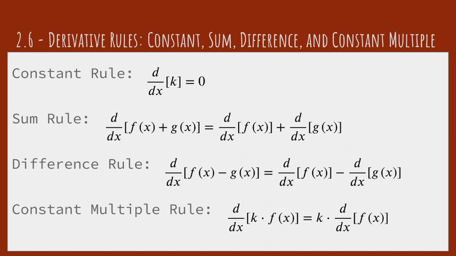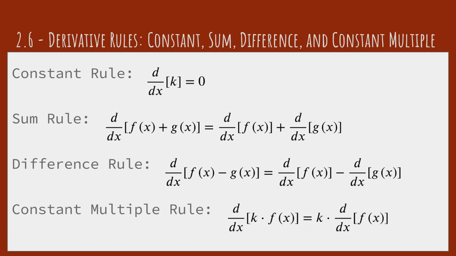Constant multiple rule. Sorry, we don't want to get confused with the constant rule, because that is different. The constant multiple rule says that if we have a constant that's multiplied by some function and we want to take the derivative of that whole thing, we can take the derivative of the function and then multiply that derivative by the constant. So this is going to be really handy when mixing it with the power rule.